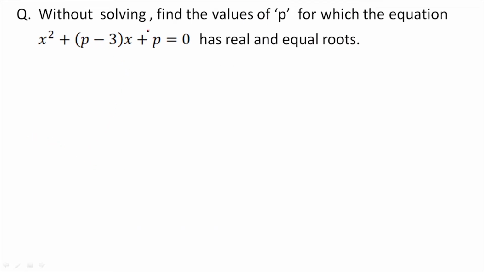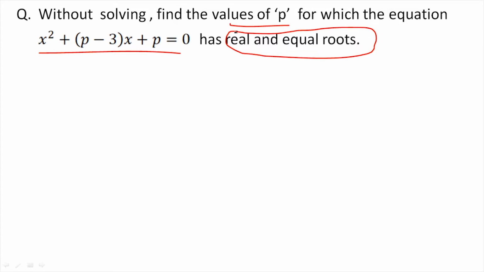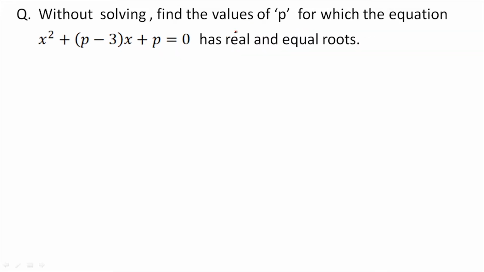So without solving, find the value of p for which the equation x square plus this has real and equal roots. Here also we'll be using the discriminant rule. It says real and equal. Real and equal means the discriminant b square minus 4ac should be equal to 0. Without solving this equation, we need to find the value of p for which the roots are real and equal. So what is the condition for real and equal roots? The discriminant should be 0.